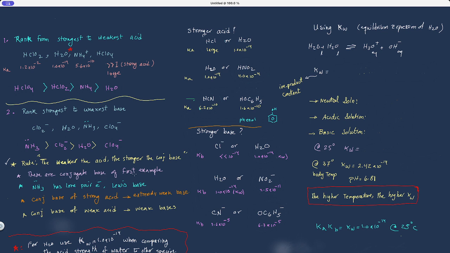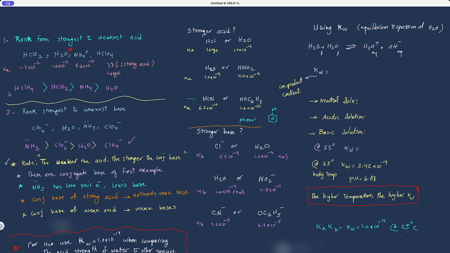These are the conjugate bases of the first example, and NH3 has a lone pair of electrons, is a Lewis base. So it's a rather powerful base. Anything with a nitrogen, except if it's a quaternary nitrogen, anything other than quaternary nitrogen are bases. They have lone pair electrons. The last two are very important. Conjugate base of a strong acid is an extremely weak base. Notice in here, ClO4 minus became the weakest base because it was the conjugate base of such a strong acid.